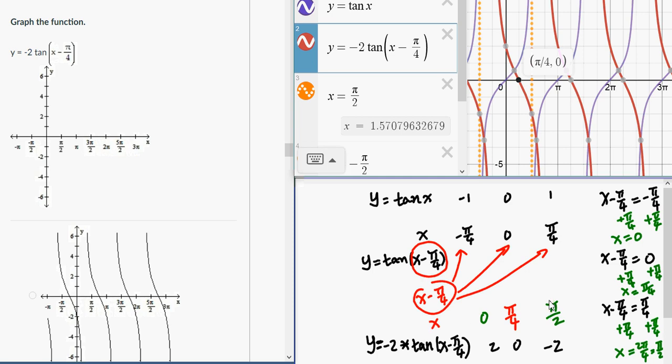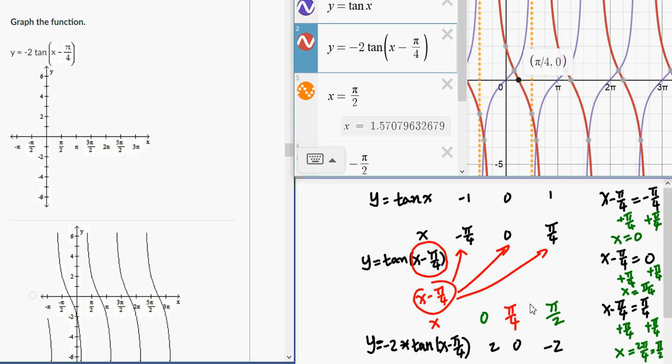Okay, so basically you can see 0 is shifted to pi over 4, and negative pi over 4 is shifted to 0. So 0 shifted to pi over 4, negative pi over 4 would be here, then shifted to 0. Still, that will be pi over 4 units to the right. So basically, this x minus pi over 4 is shifted pi over 4 units to the right.